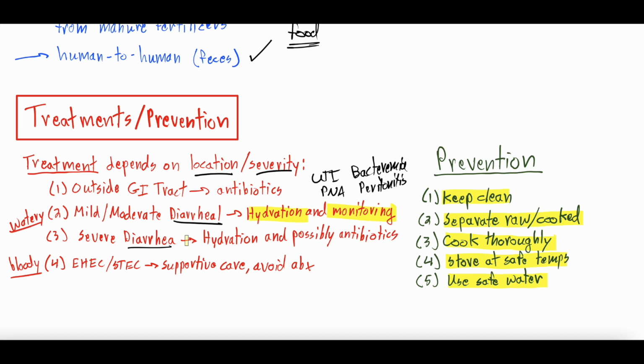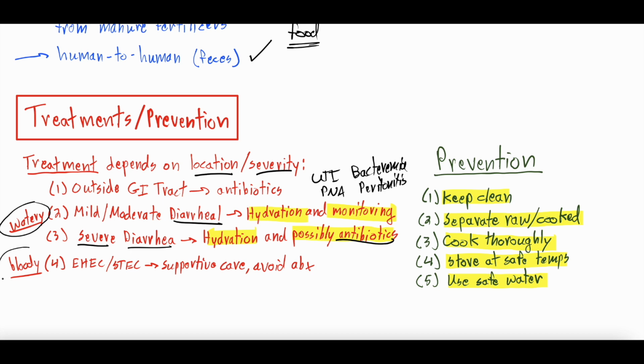Severe disease, though, possibly antibiotics. So still stay hydrated, still monitor yourself, but possibly antibiotics. And severe disease is often defined by a large number of diarrheal stools per day, needing to be admitted from dehydration, being immunocompromised or elderly, having more systemic symptoms like high fevers from this. So severe disease, consideration for antibiotics. Mild to moderate disease in the watery bowel movements, hydrate and monitor.